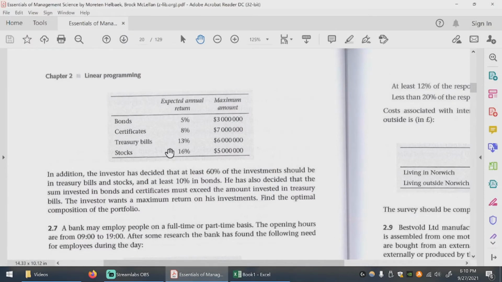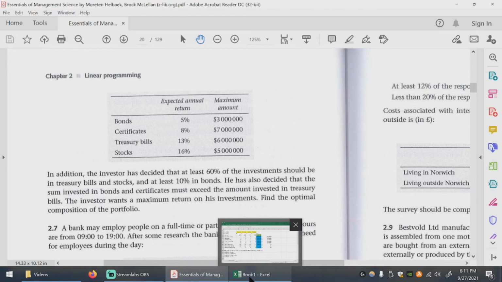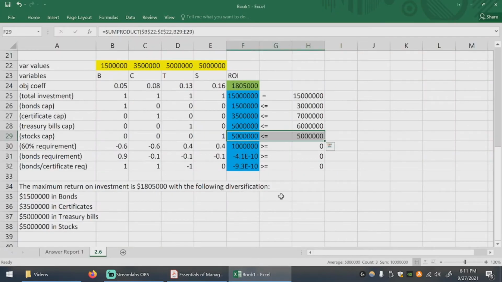Stocks is the most profitable option. So it's not that simple, but it kind of makes sense that I would push that to the limit to maximize my return. These guys were not that great in comparison. Don't use all of that. Maximize the stocks. It's not always the case, but it kind of makes sense when it works out like that.